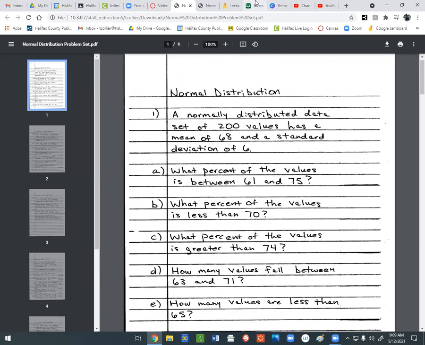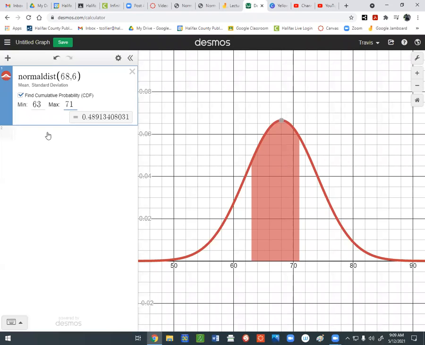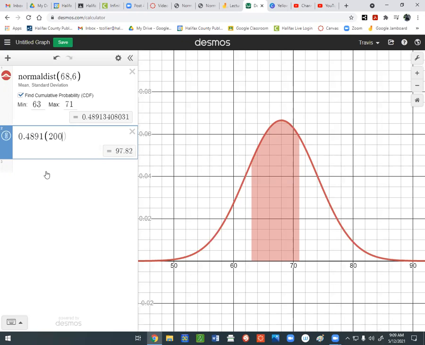So to do that, I go back to Desmos, I go to box 2, and I'm going to type in 0.4891, and then I'm going to multiply by 200. Close that up, and I get 97.82. If I was to round that to the nearest whole number, what would that be?